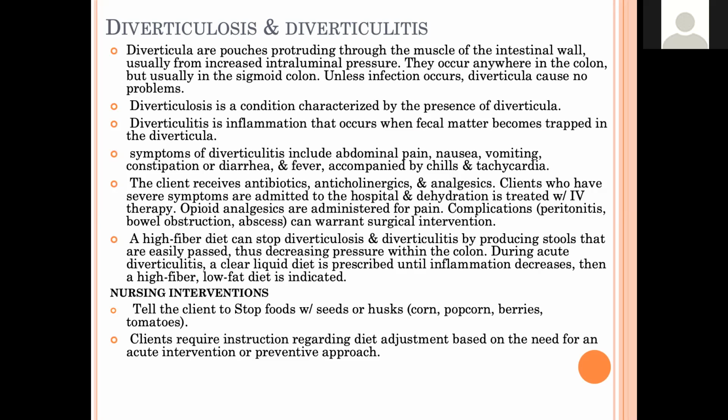The inflammation occurs when fecal matter gets trapped in the diverticula. It's the same thing that happens in appendicitis. So we see abdominal pain, nausea, vomiting, constipation, diarrhea, fever, chills, and tachycardia, right? So we give antibiotics, anticholinergics, and analgesics. Clients who have severe symptoms are admitted to the hospital, and the dehydration is treated with IV therapy. So we do fluid replacement. Opioid analgesics are given for pain. Complications such as peritonitis, bowel obstruction, or an abscess need surgical intervention.